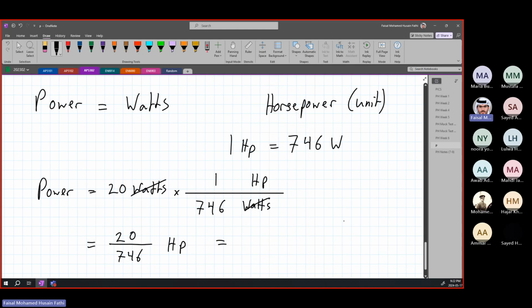Put that into the calculator and you will find a value in horsepower. Let me do that really quickly. 20 divided by 746, which is 0.0268 horsepower. Okay. So this is just a different unit. Horsepower is just a unit, nothing to be confused about.